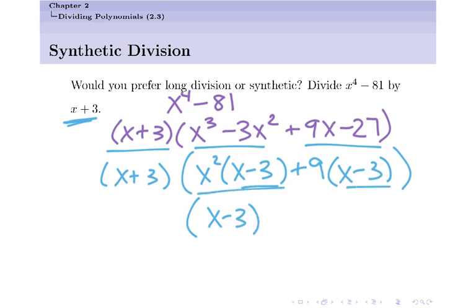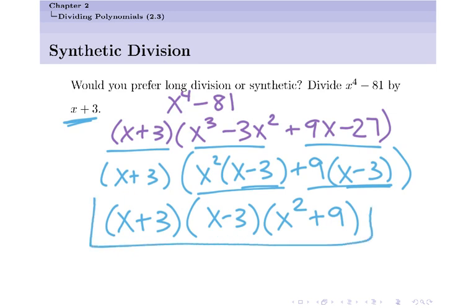I'm left with x minus 3, because I factor that out in front. What am I left with if I factor that term out of the first term? X squared. What am I left with if I factor x minus 3 out of the second term? Plus 9. Bring down the x plus 3. We have just factored this as much as possible. So this is the factored form of this polynomial.